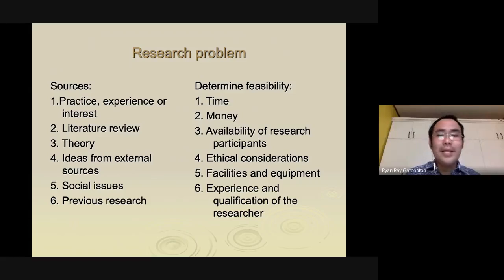Fourth, it can be an idea from an external source. It could be an idea of your advisor. It could be an idea from Adamson University or Chinese General Hospital Colleges. It can be an idea from DOH or other agencies that are concerned with research. So it can be social issues and previous researches.